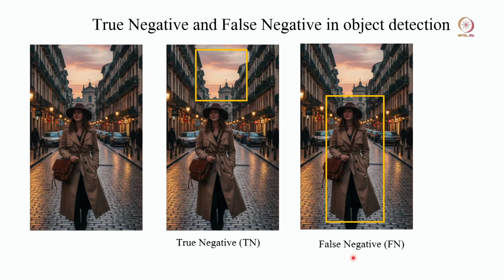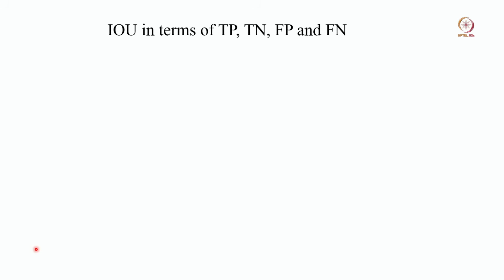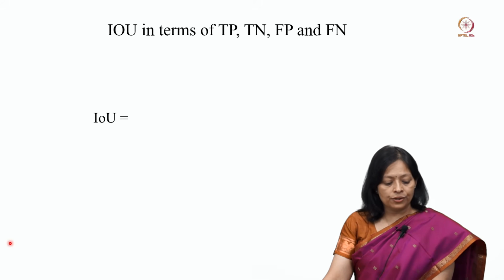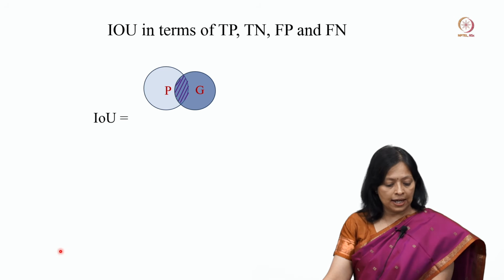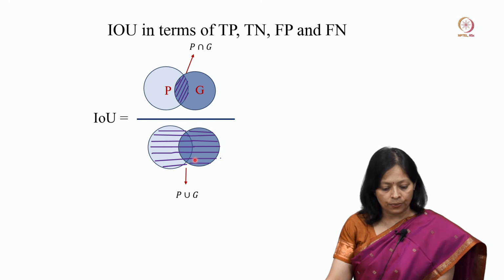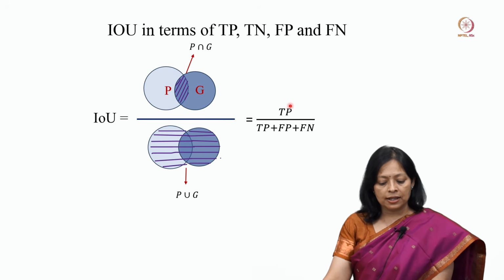Okay. Now, can we represent intersection over union in terms of true positive, true negative, false positive and false negative? Let us have a look. So, we know IOU equals the intersection between P and G divided by the union between P and G. So, this is union and this is the intersection. And it can be written as true positive divided by true positive plus false negative.